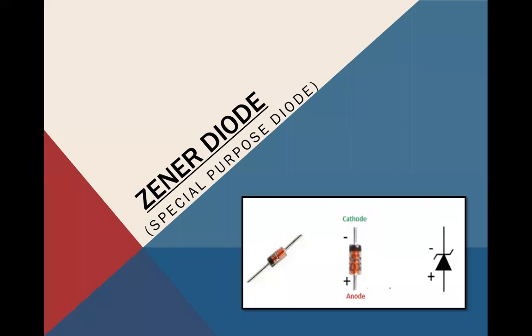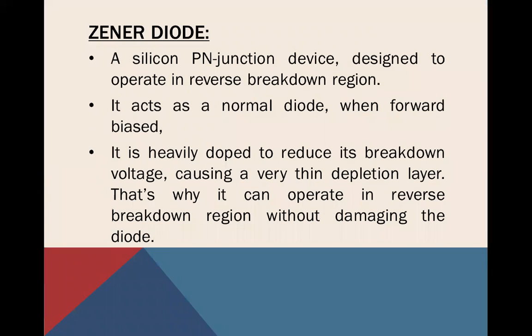Here you can see the basic diagram showing the symbol of a Zener diode, having a cathode and an anode. Now we'll talk about what a Zener diode is.